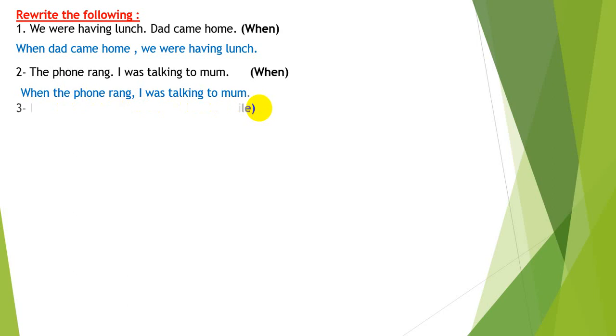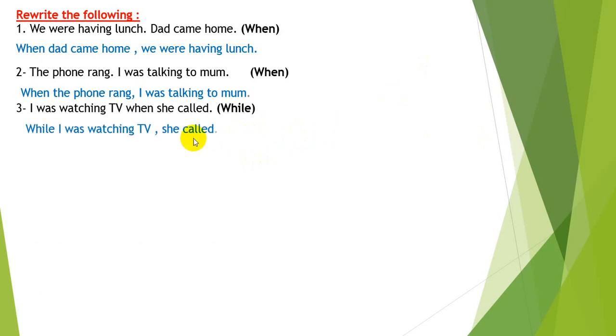Great. Number 3. I was watching TV when she called. He wants me to use while, and again it's capitalized. It's at the beginning of the sentence. And who can tell me what comes after while? Excellent. The past continuous tense. So it's going to be like this. While I was watching TV, she called. Great. After while comes the past continuous tense.